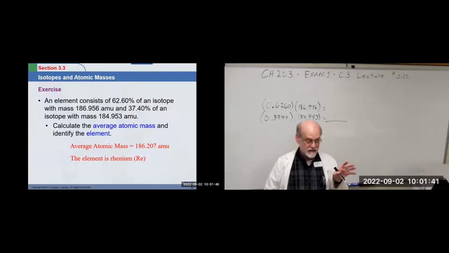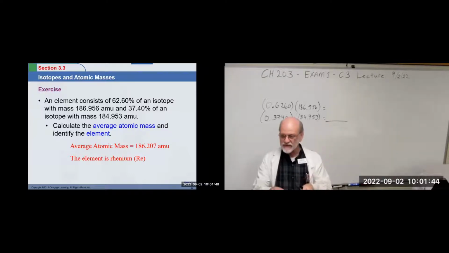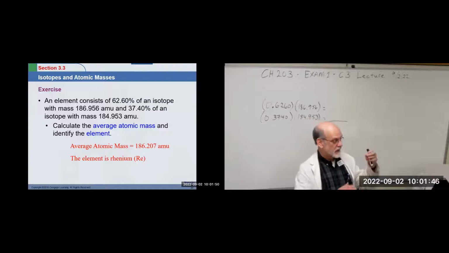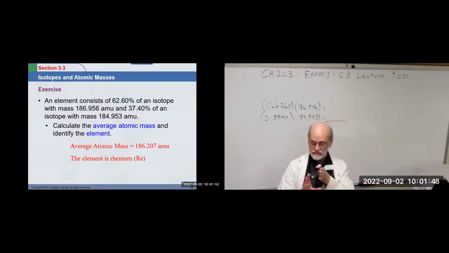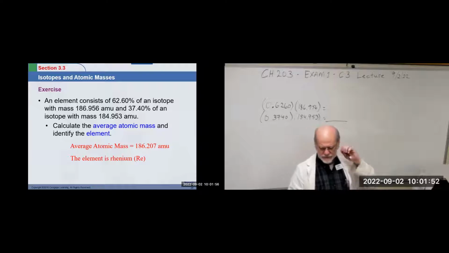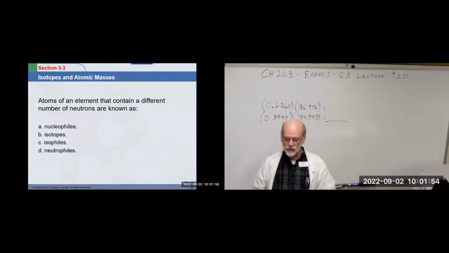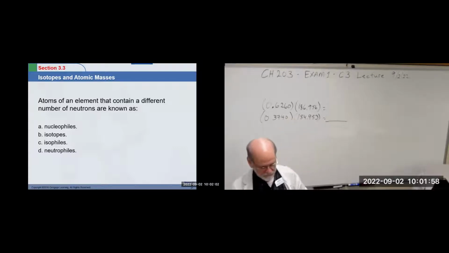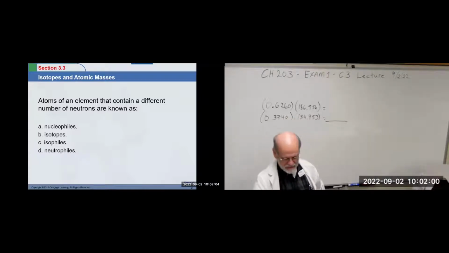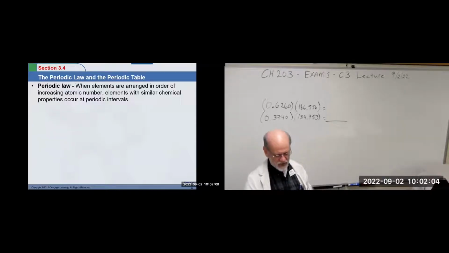Now, occasionally, if you use this method to find an element, they might be very close together, the atomic masses. It doesn't happen very often, but sometimes it does. So it's not as foolproof as the atomic number. Okay. Atoms of an element that contain a different number of neutrons are, right.